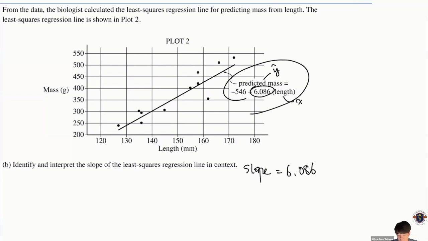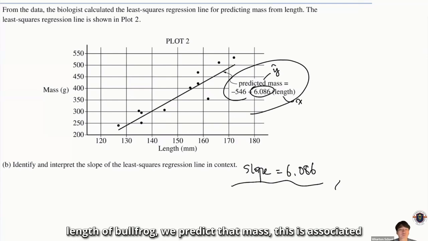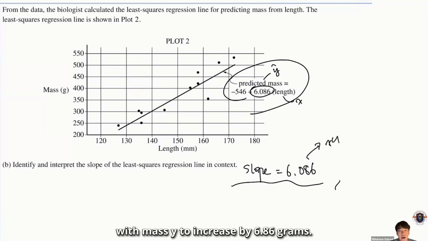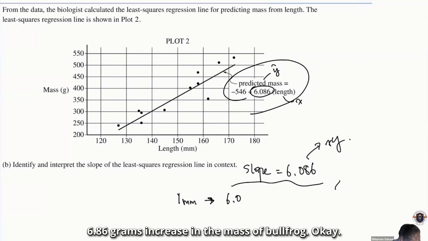The slope is 6.086. That means for every increase of 1 millimeter in the length of a bullfrog, we predict that the mass, y, increases by 6.086 grams. So every 1 millimeter increase corresponds to a 6.086 gram increase in the mass of the bullfrog.